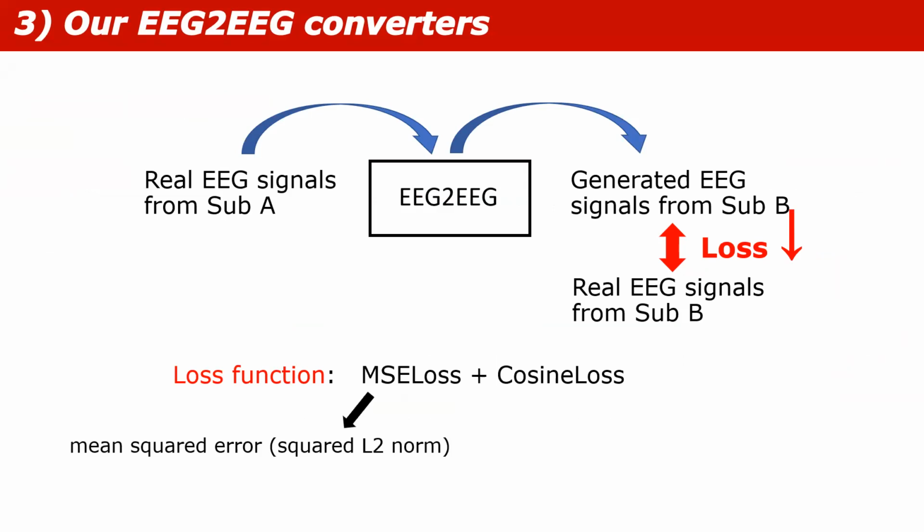For MSE loss, we want our generated EEG signal to have very similar amplitude as the real signal. And the second part, the CogSci loss, we want to use this to make our generated signal have very similar spatial temporal patterns as the real EEG signals. Then we can train our EEG2EEG converters.